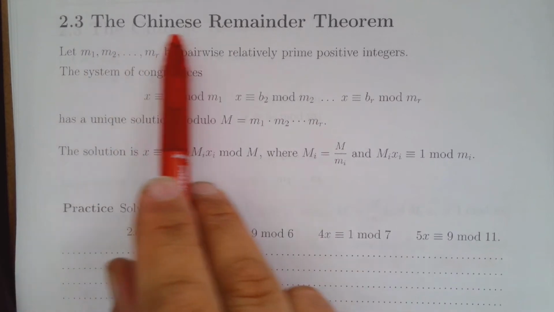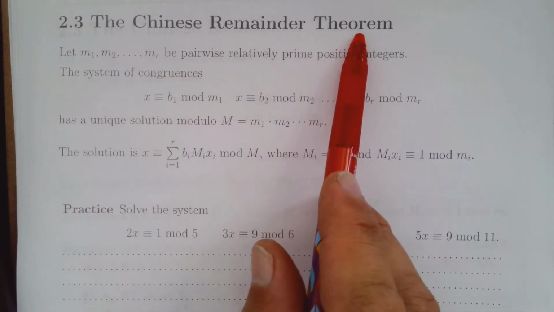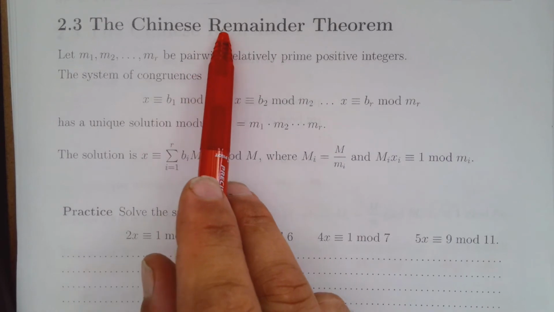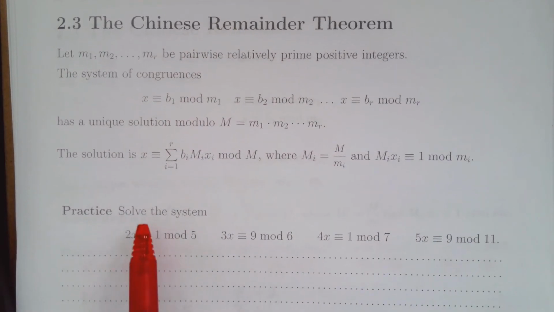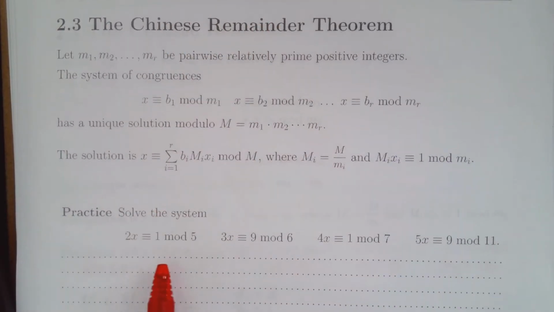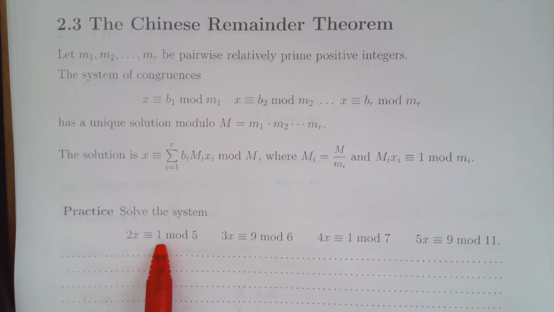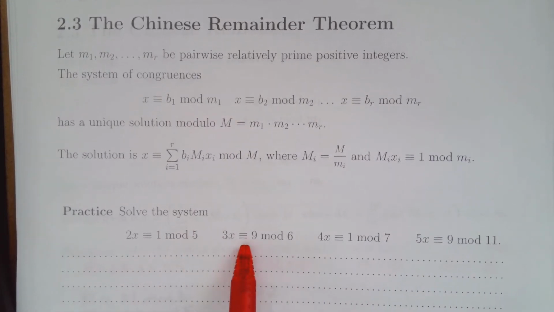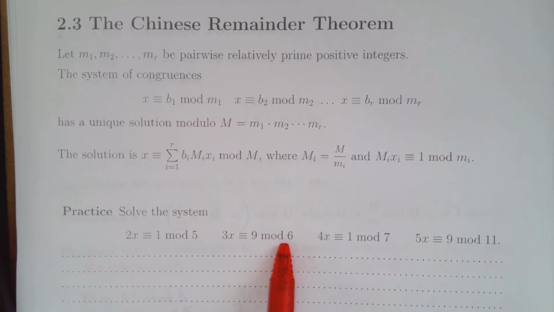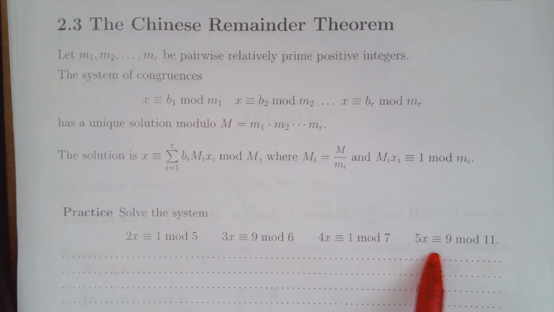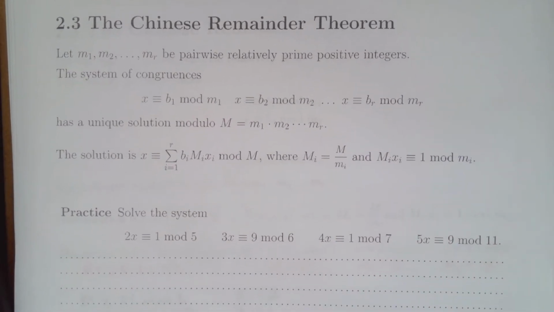We're going to be looking at a Chinese Remainder Theorem problem, and we're going to see how this theorem is used to solve the system given by 2x congruent to 1 modulo 5, 3x congruent to 9 modulo 6, 4x congruent to 1 modulo 7, and 5x congruent to 9 modulo 11.